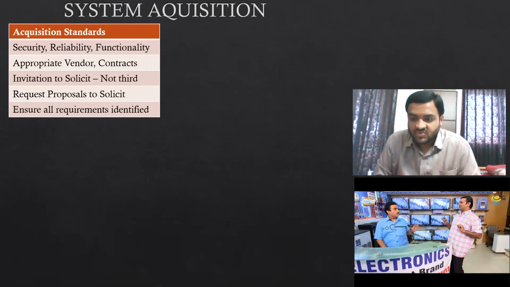So I just asked this question, what you will do. Remember, we will never do invitation to solicit or request for proposal. What we will do is the normal buying and selling method. We will go to the shop, we will check the requirements, and we will purchase it. We will not give invitation to solicit or request for proposal.